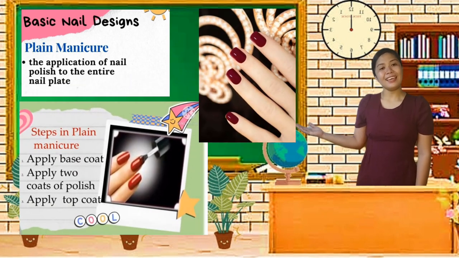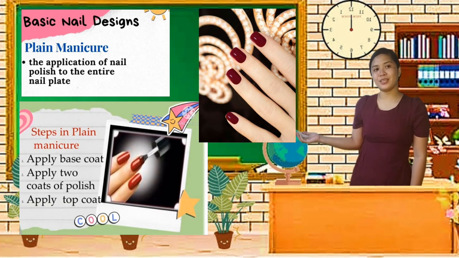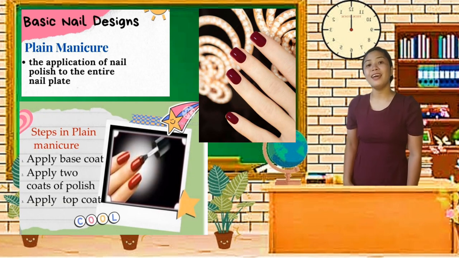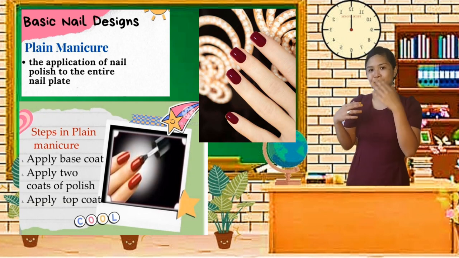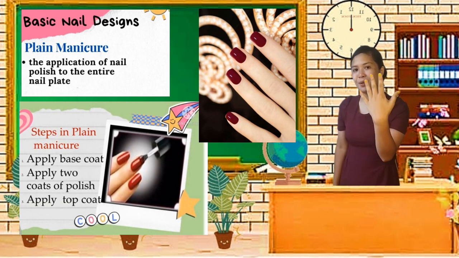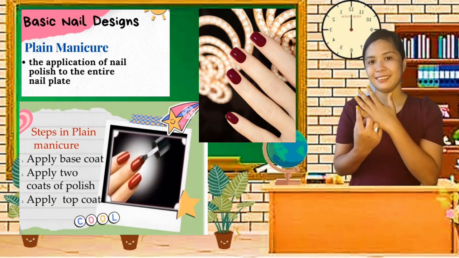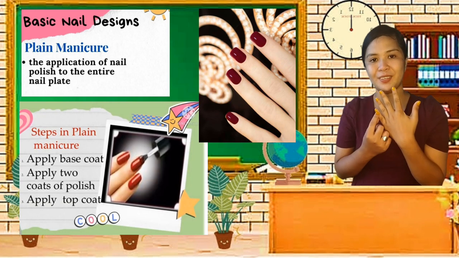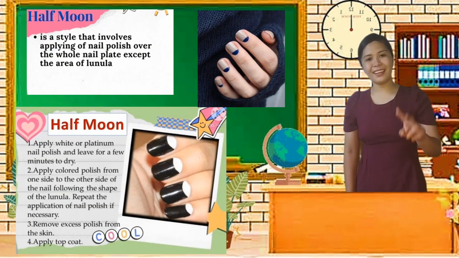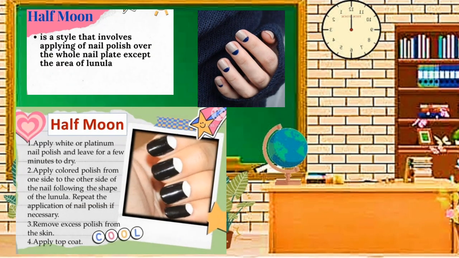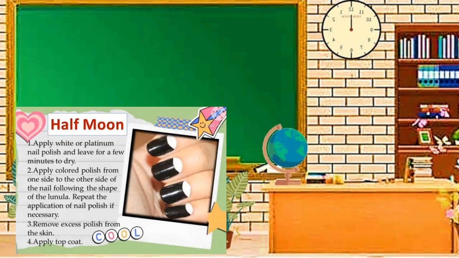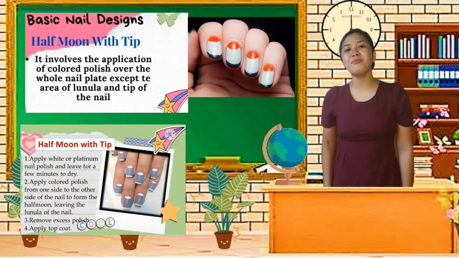Plain manicure is the traditional application of nail polish to the entire nail plate. So, this is the example. My nail, it is plain manicure. Second one is the half moon. Half moon is a style that involves applying nail polish over the whole nail plate except the area of the lunula. Third is the half moon with tip.